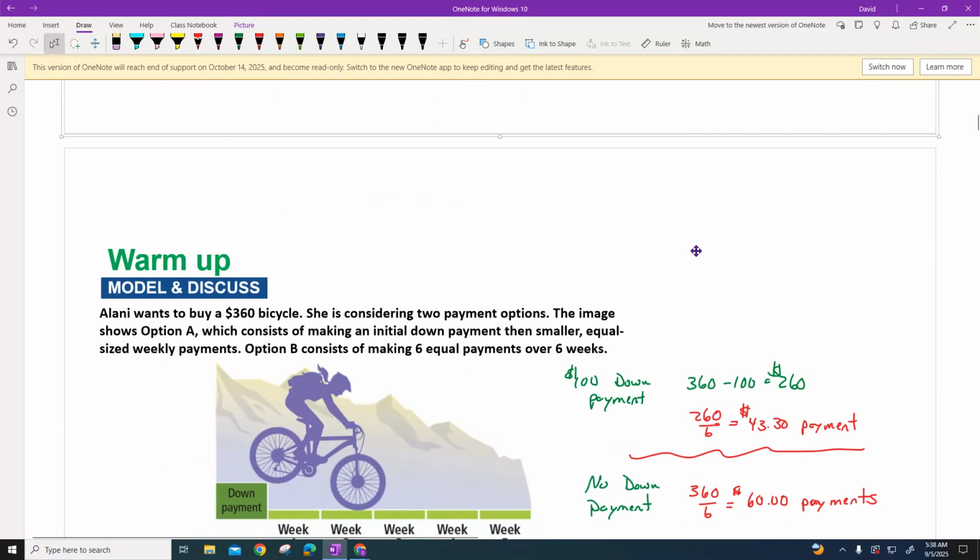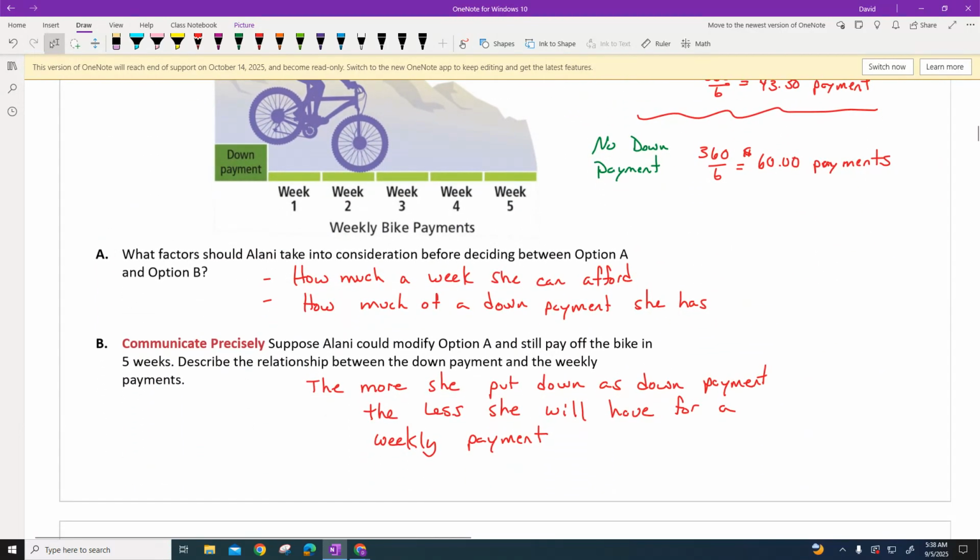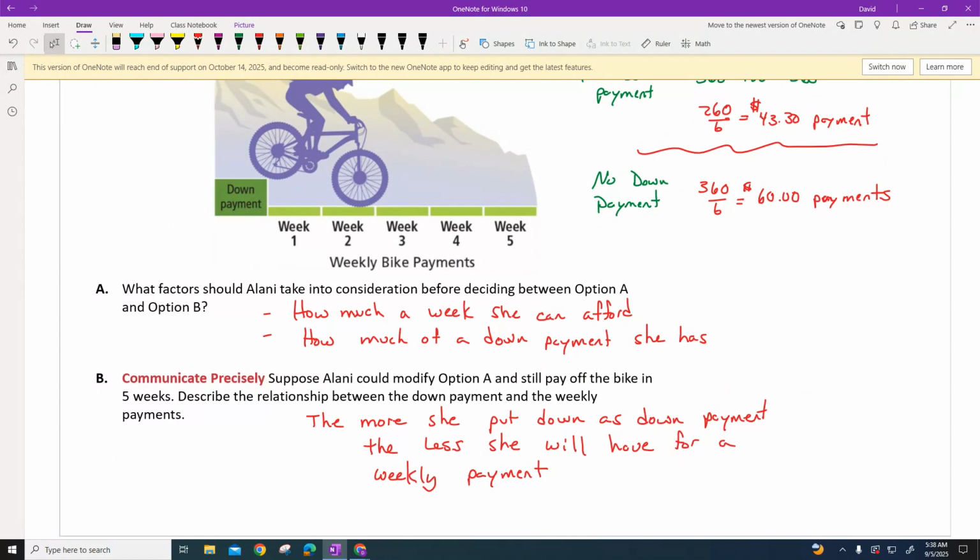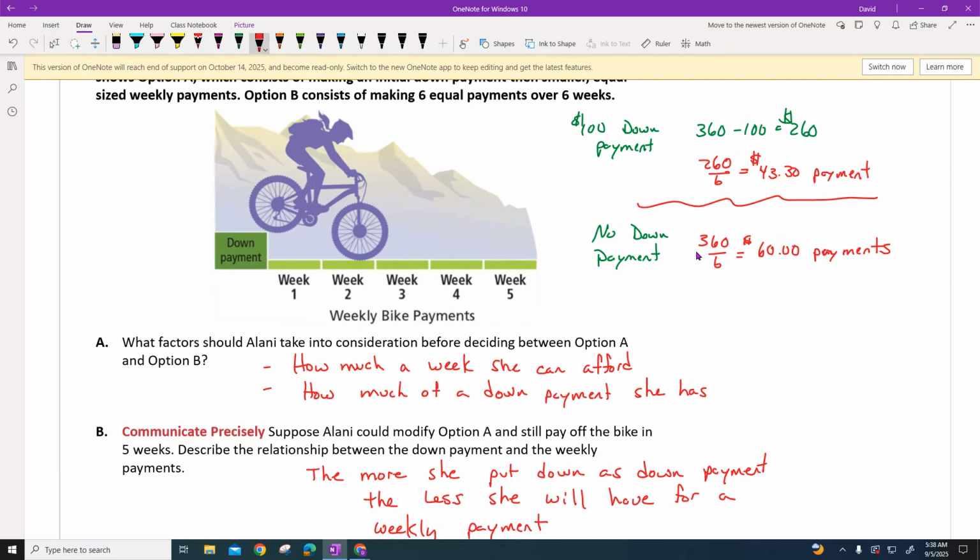All right, here's what I did. First of all, on letter A, I said, well, she has to think about how much she can afford. She's got utilities and things like that she's got to pay for, and so she's got to think about how much she can afford. And so if you look at my payments over here, if she had no down payment at all, she'd be paying 60 bucks a week. But if she made a down payment and I just made up a number of 100 bucks, took away 100, so now she owes 260, and she spread that across 6 weeks, well, now her payment went down to $43. So maybe she can't afford 60, but she can afford 43 bucks.